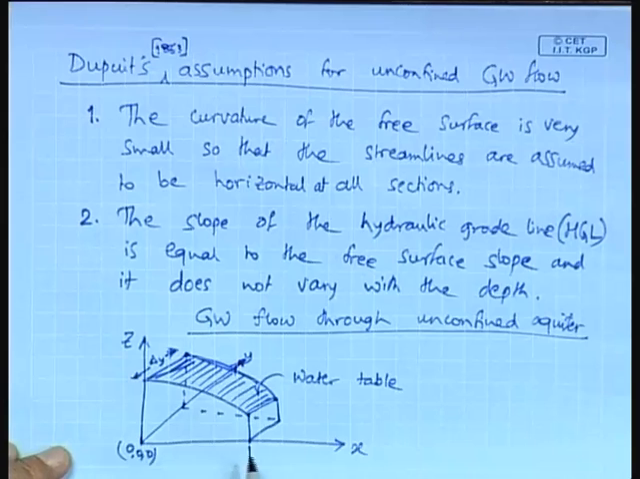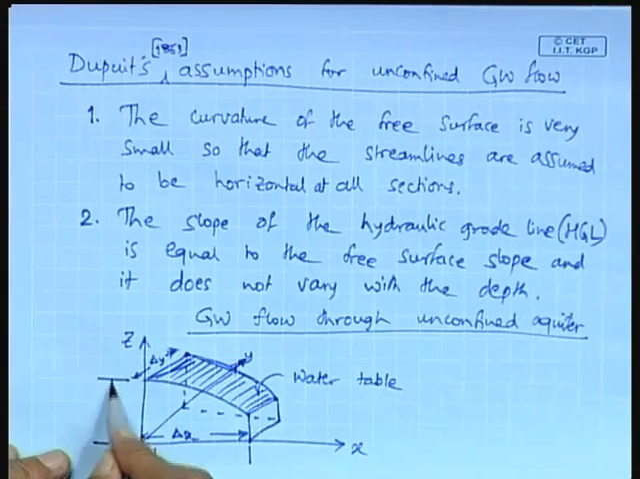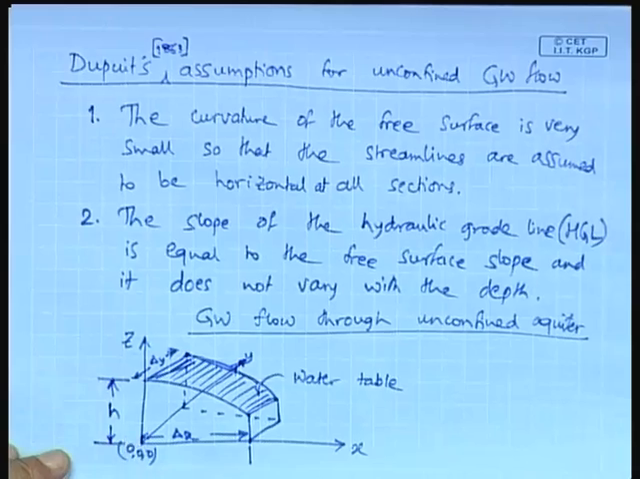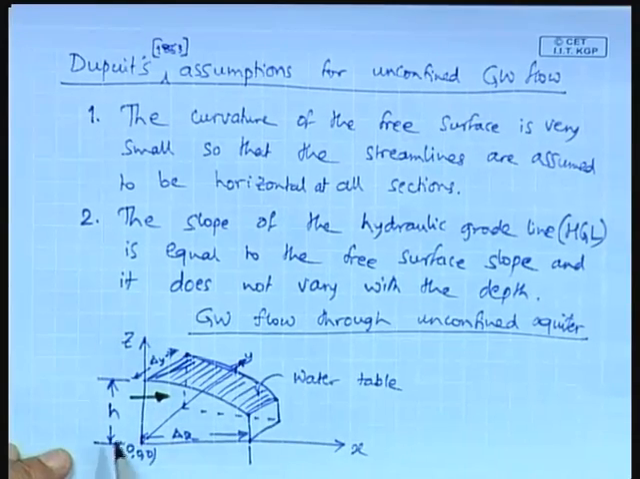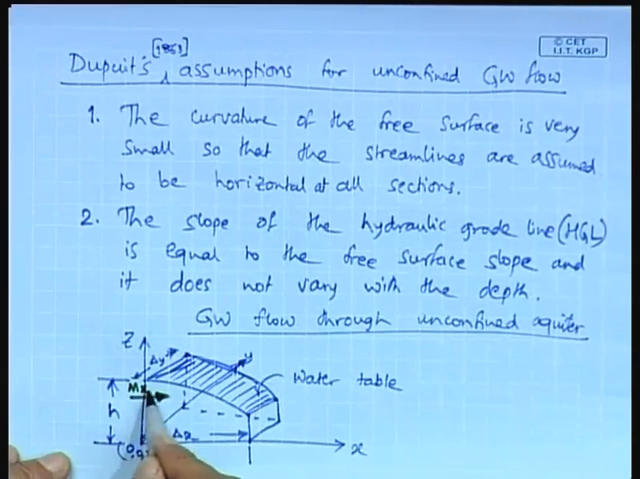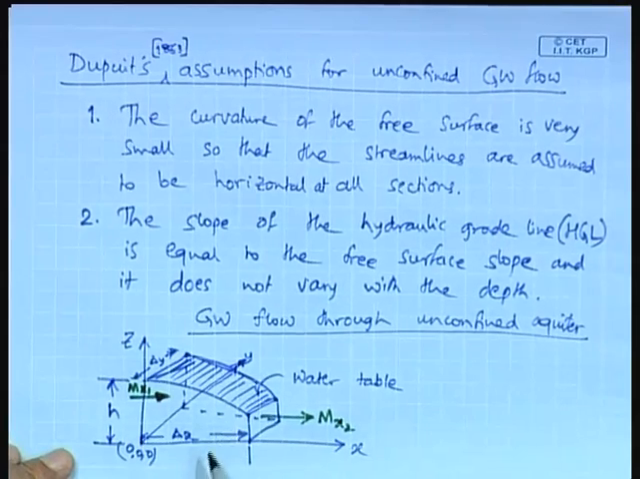And this dimension, so this is delta x, and this head is h, and here let us consider the groundwater inflow. Let us consider the flow to be in the positive direction of x and y. So let this be mx1 and the groundwater outflow, the mass outflow, let us take this to be mx2 in the x and y direction.